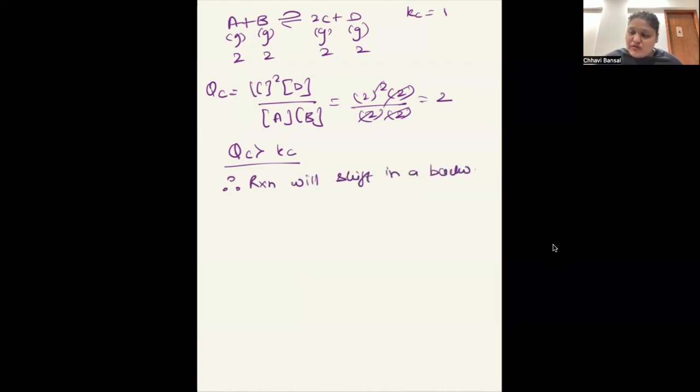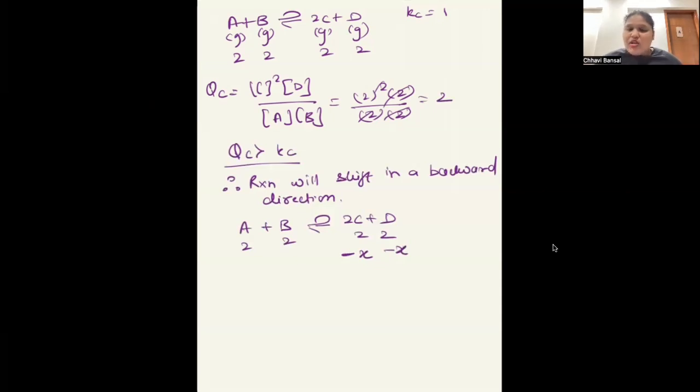backward direction. So when you make the ICE table for such reactions, it will be A plus B forming 2C plus D, with 2, 2, 2, 2. Now the change will be minus for C and D because the reaction is going to move in the reverse direction. So the concentration of C and D is going to reduce and the concentration of A and B is going to increase. So this will be 2 plus X, 2 plus X, this will be 2 minus 2X, and this will be 2 minus X.